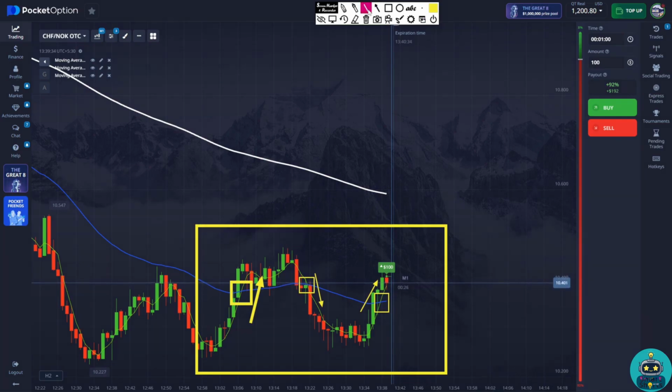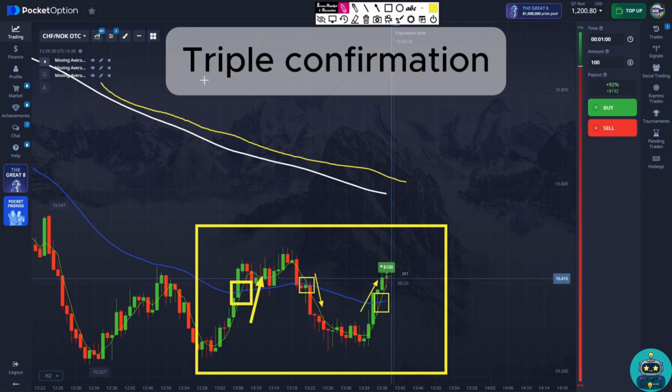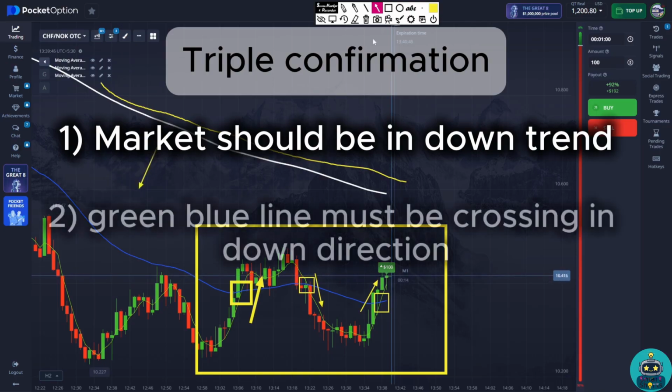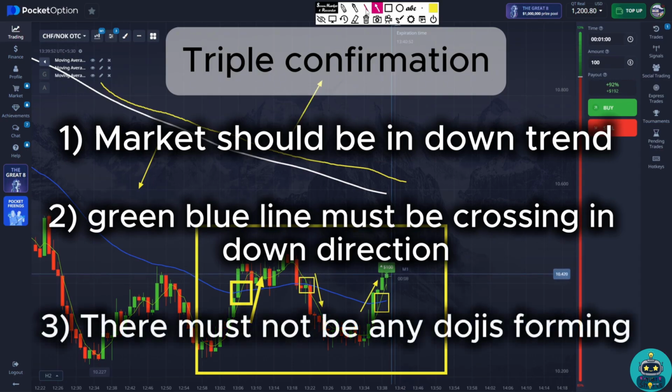So if you don't have enough balance, then please take trades with triple confirmation. The confirmation should be that the market should be in a downtrend, which means below the white line. The green line and blue line must be crossing each other in the down direction only. And there must not be dojis forming. These are the 3 confirmations that you have to follow to take a trade.